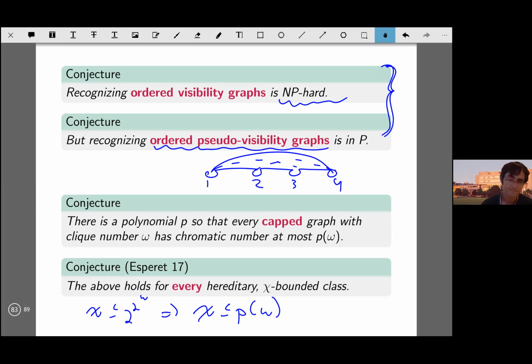Any other questions? Yeah, I'm sorry to keep asking questions. But what was the issue about subdividing? James said something about subdividing. Right, so that would be that every graph has a subdivision, which is a pseudo-visibility graph. What about a visibility graph? And also a visibility graph, yes.